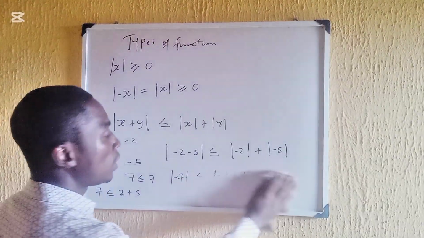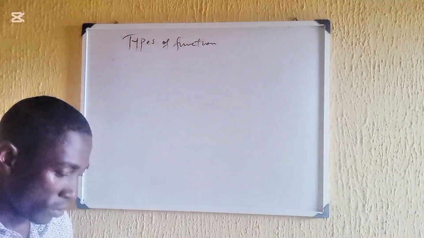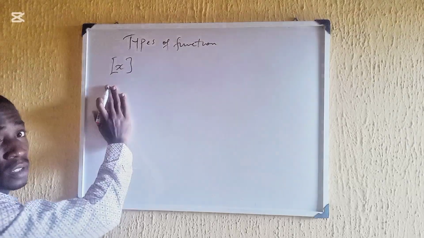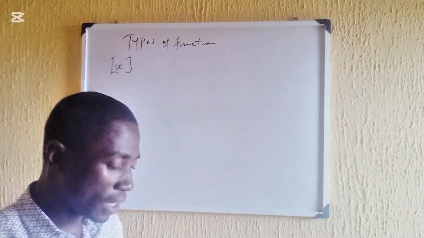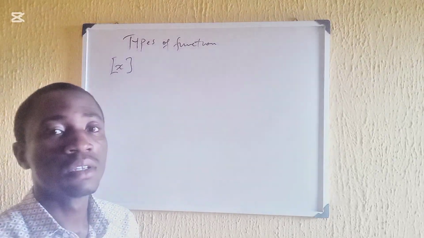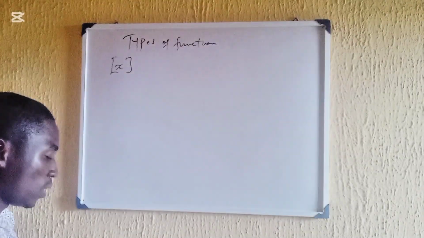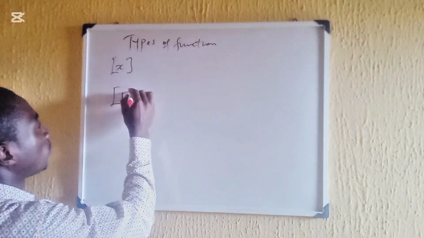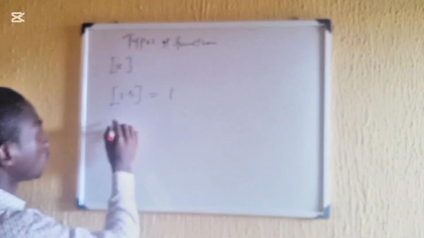Let's look at the next type of function. The next type of function is the greatest integer function. So this is how the function is represented. It is defined as the largest integer less than or equal to x. The largest integer less than or equal to x. 1.5 is equal to 1.